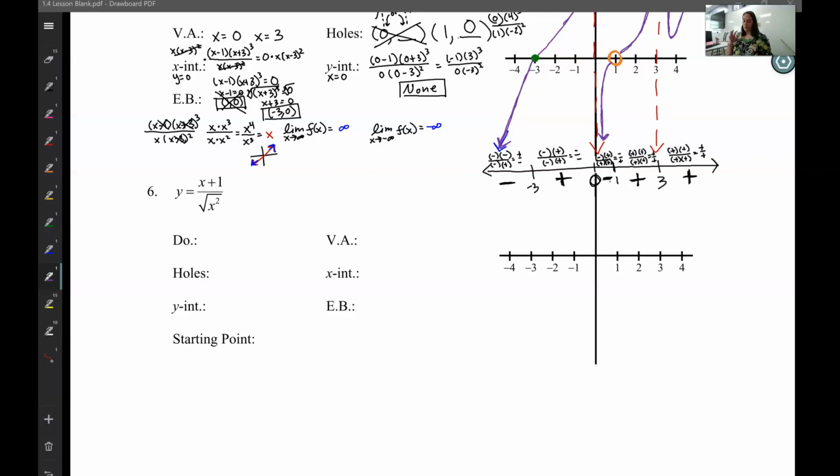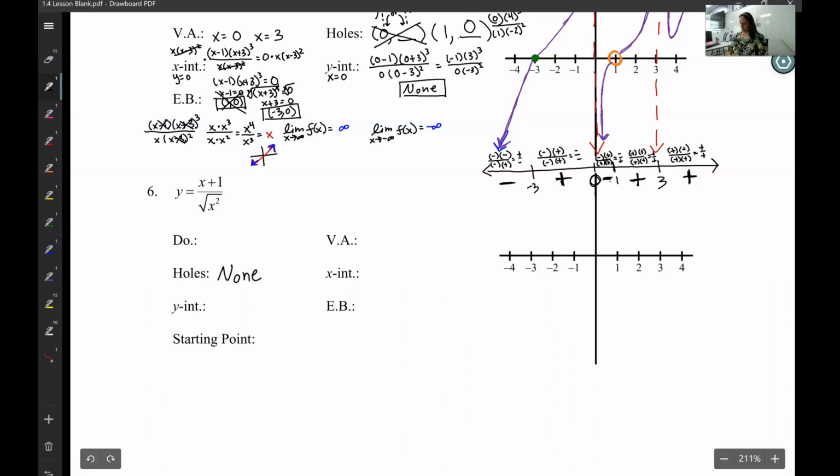Okay, last problem for this lesson. If I look at this one, here's my original. I don't have anything to reduce in this one. Nothing cancels top and bottom, so I do not have any holes. None. Nothing cancels out top and bottom, no holes.